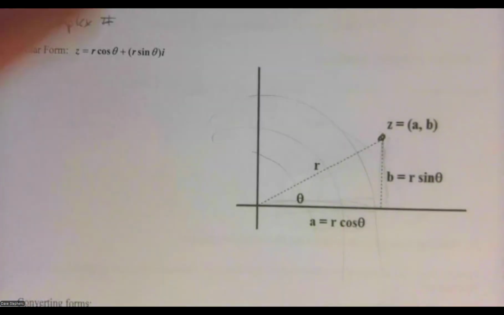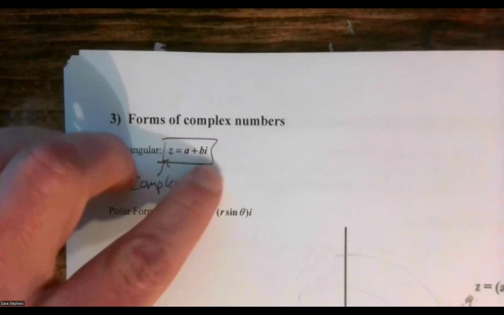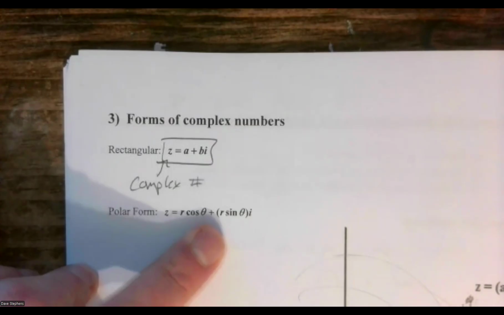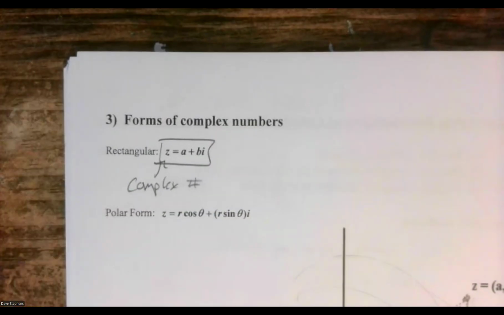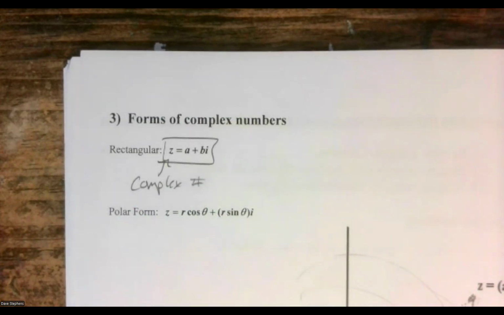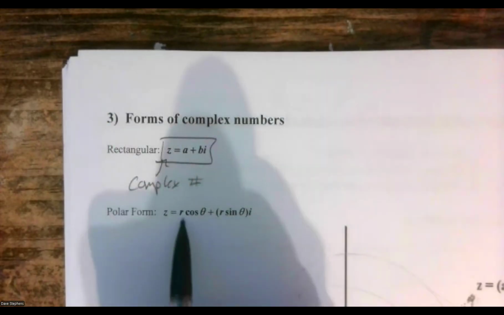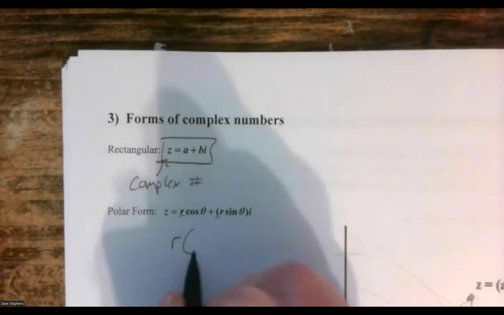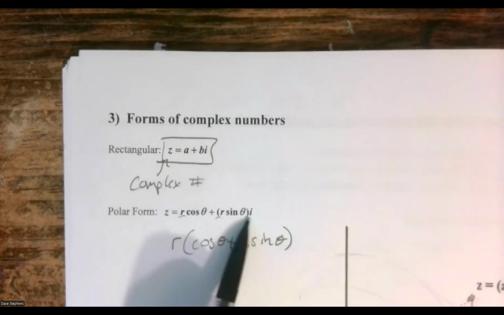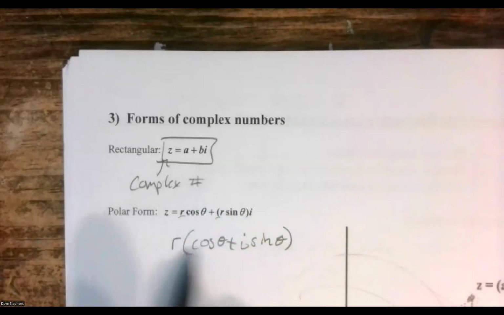So when they say rectangular, that's a plus bi. When we say polar, we're saying r cosine theta plus r sine theta times i. Now, there's some ways to write this a little bit more simply. What we can say is that they both have an r, so we can pull an r out, and we're left with cosine theta plus i sine theta. I know, why all of a sudden did the i go in the parentheses? I've just never seen the i after sine.